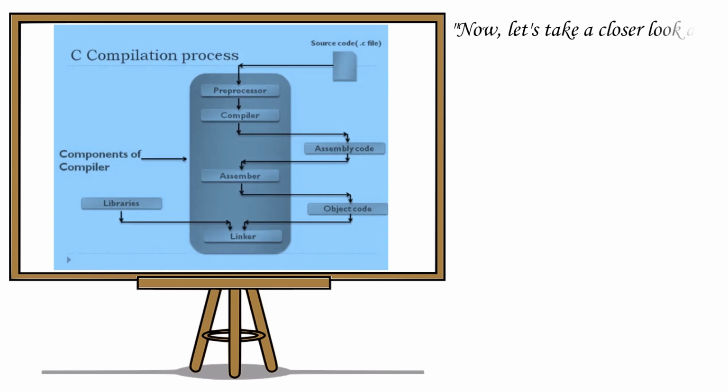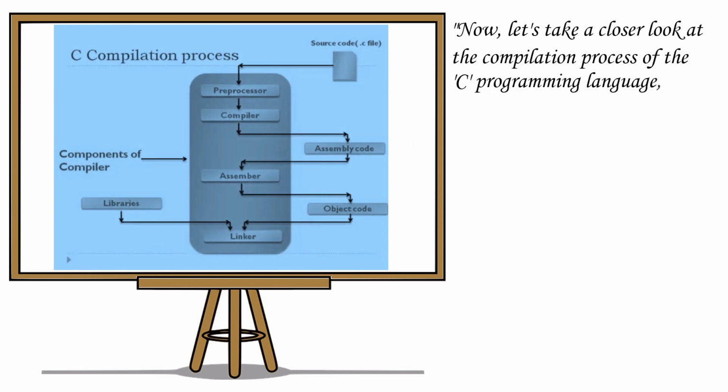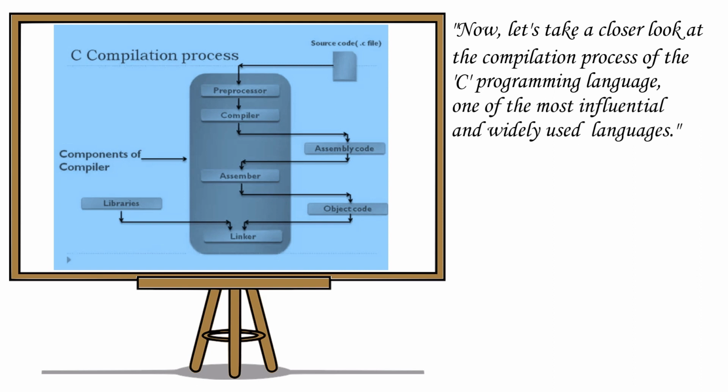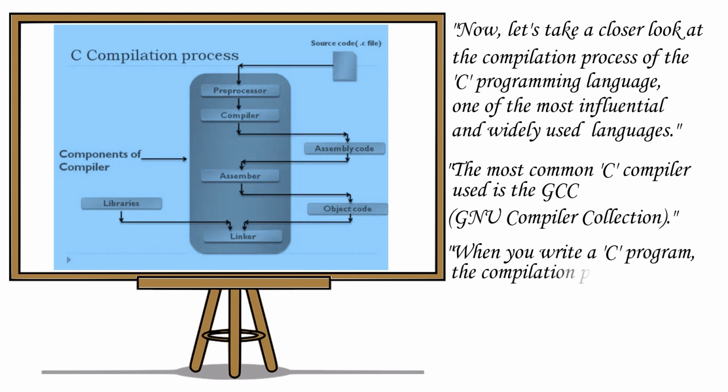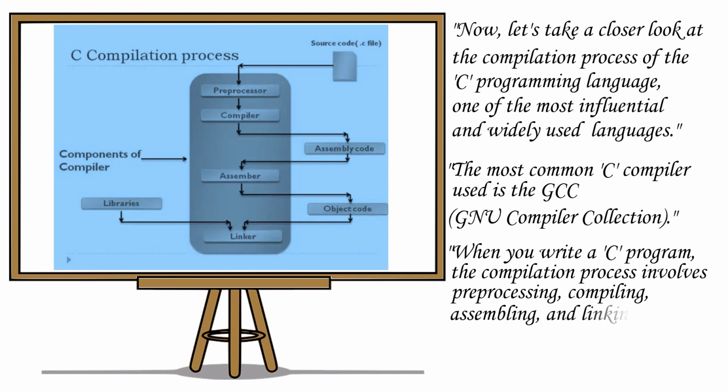Now, let's take a closer look at the compilation process of the C programming language, one of the most influential and widely used languages. The most common C compiler used is the GCC, GNU Compiler Collection. When you write a C program, the compilation process involves pre-processing, compiling, assembling, and linking, just like we discussed earlier.